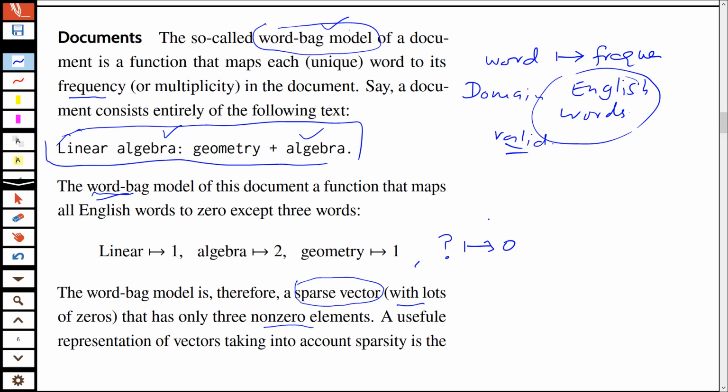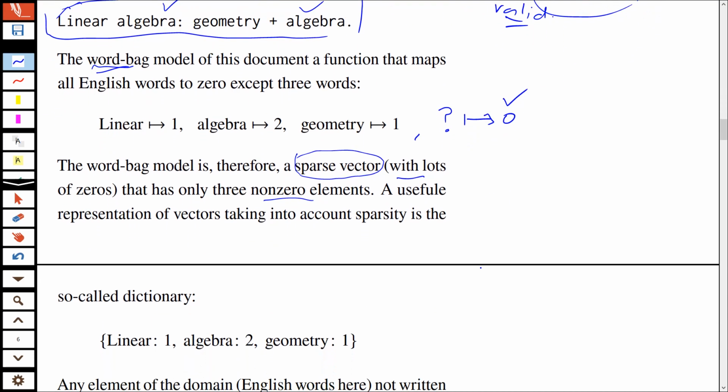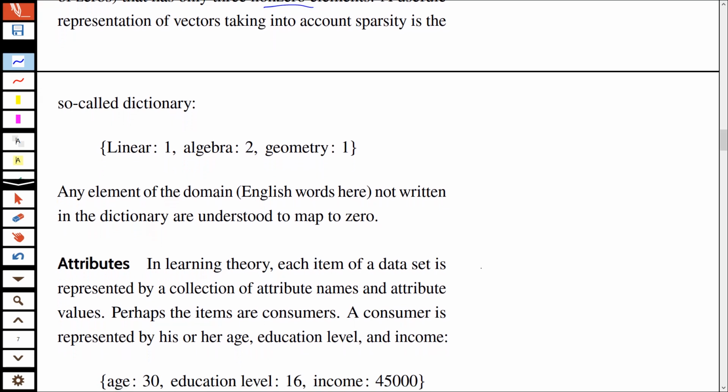Now computers can be used to actually store these vectors, because you don't need to store these zeros. There is a very clever representation of such sparse vectors, and that is called a dictionary. So instead of representing this as a vector with just 3 non-zeros, 1, 2, and 1, and lots of zeros, we simply list in a dictionary the non-zero elements. So linear appears once, algebra appears twice, geometry appears once, and we just close this.